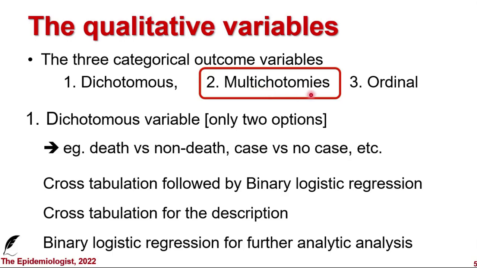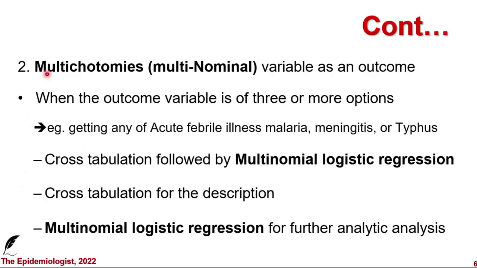The first is when the outcome is a dichotomous variable or a variable having only 2 options. This is a common outcome in public health and clinical medicine. Examples include death versus non-death, case versus no case, having HIV against not having HIV, etc. The analysis is usually cross-tabulation followed by binary logistic regression. The cross-tabulation would be for the description, whereas the binary logistic regression would be for further analysis. The second form of the outcome variable is the multinomial variable. It is usually considered when the outcome variable has 3 or more options.